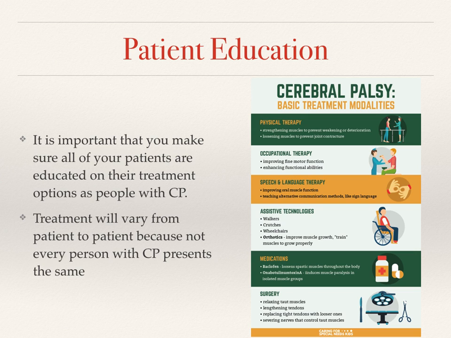There are a few medications that we could educate our patient on that will help. One is baclofen, and that loosens spastic muscles throughout the body. And there's another one that induces muscle paralysis in isolated muscle groups to help the spasticity in some of the muscles. Lastly, there's always the option of surgery. This will help relax taut muscles. It'll help lengthen tendons and replace tight tendons with looser ones. It will also sever nerves that control taut muscles.